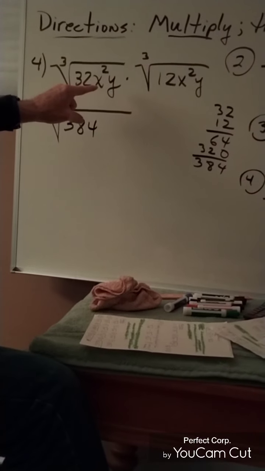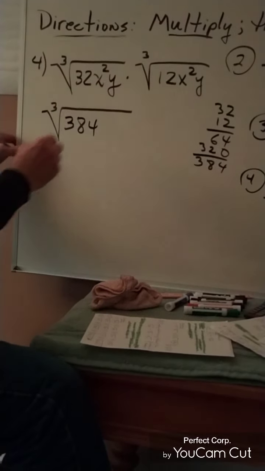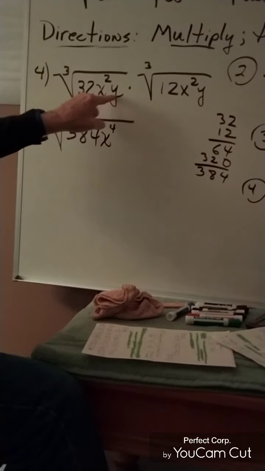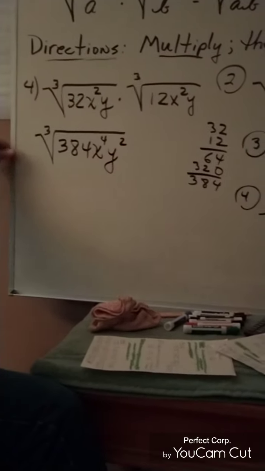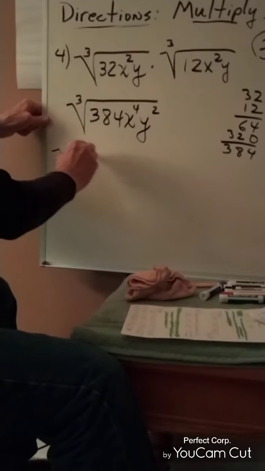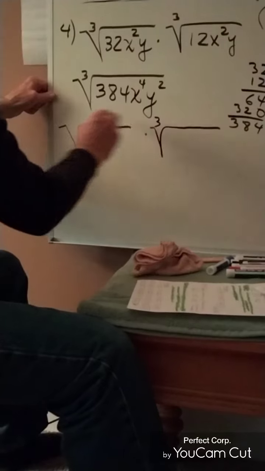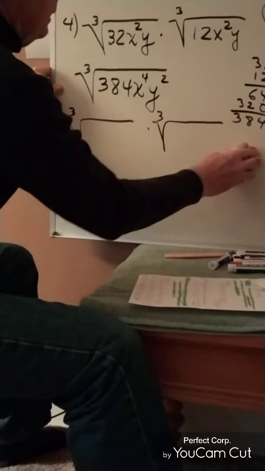Now let's multiply the variable parts. X to the second times x to the second. Add those exponents. X to the fourth. Y to the 1 times y to the 1. Y to the 2. Now let's get them ready. That index in there. And let's go with that 384.